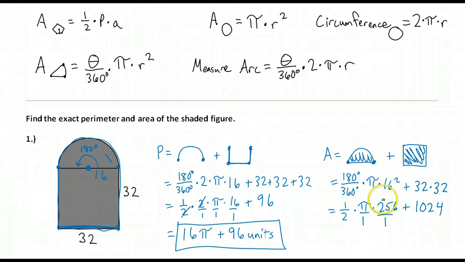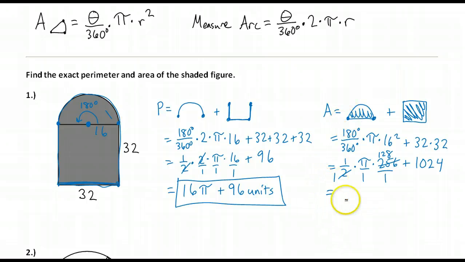One half times 256. Well, 256 and 2 are both even. 2 divided by 2 is 1. 256 divided by 2 is, well, if I take 250 and divide it by 2, I get 125, and then if I take 6 and divide by 2, I get 3. So I have 125 plus another 3, so I have 128. So my final answer for the area is 128 pi plus 1024 units squared.